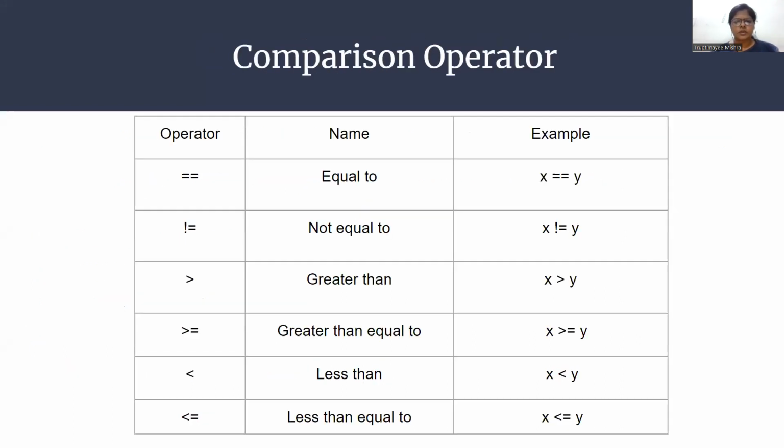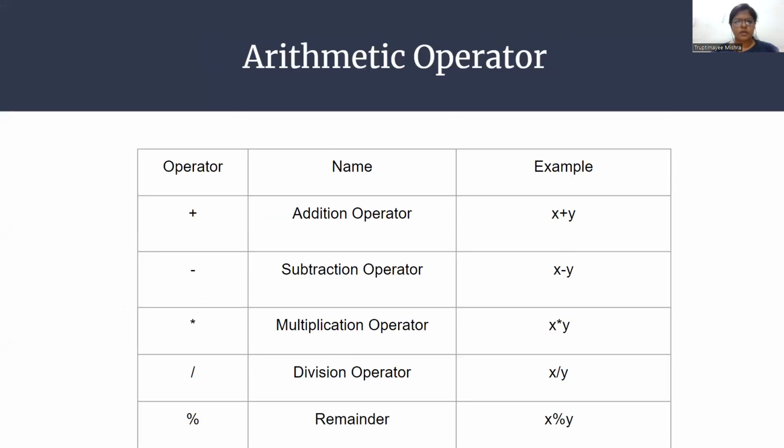So this is the arithmetic operator. The first one is the plus operator, which is the addition operator, which performs the addition operation between x plus y. Next is subtraction, which performs the subtraction operation. Next is multiplication, which performs the multiplication between two numbers. And the division operator performs the division between two numbers. And the modulus operator shows the remainder of the division.